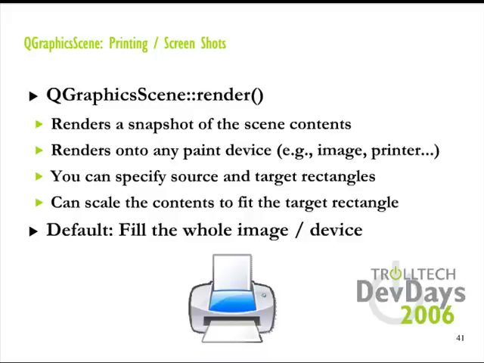I mentioned some convenience functions for printing. And this is the function graphics scene render. Basically, it takes a target rect and a source rectangle. So you say that given a painter open on a printer or on a pixmap, render yourself to this here using this source rectangle. So you can take a subpart of a scene and draw it into a pixmap or to a printer, and by default, it will try to fill the entire thing. So if you just have a scene and you want to print the entire scene, you just say render onto this painter, which is open on a printer. And the whole thing goes just to the printer.